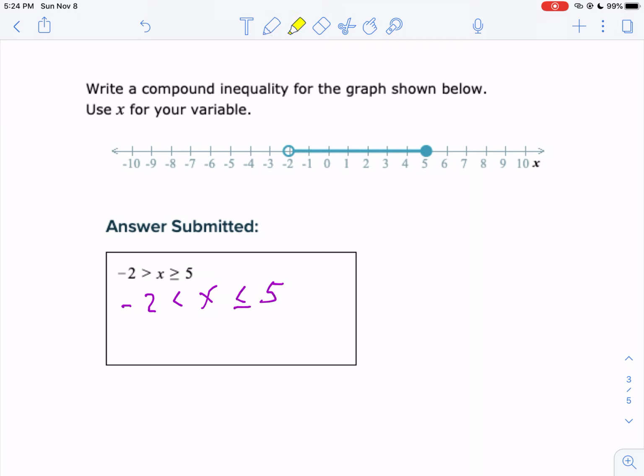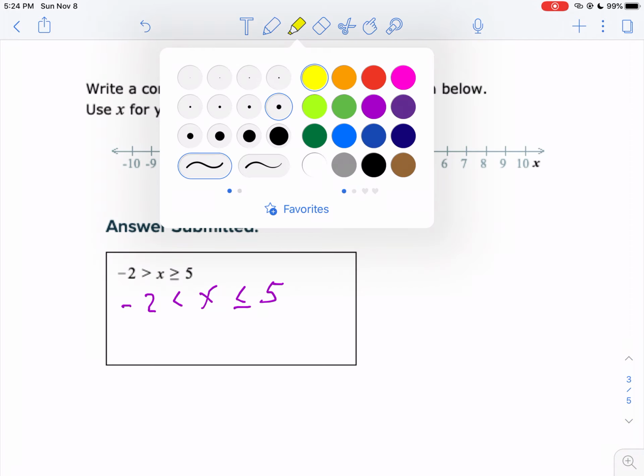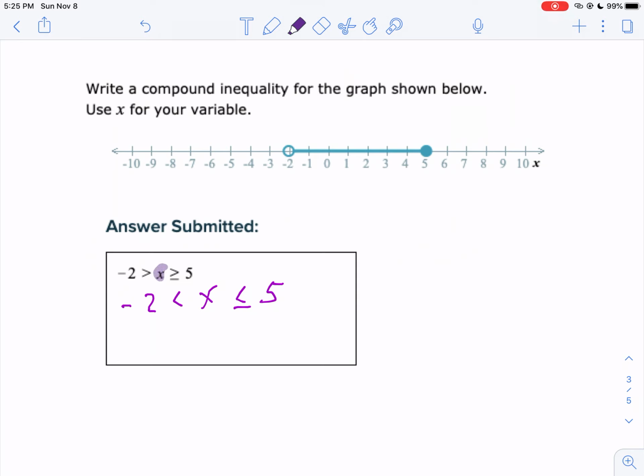If we cover up the x, pretend it isn't there, how does negative 2 compare to 5? Well, negative 2 is less than 5. That's why we have to have a less than sign on both of these.